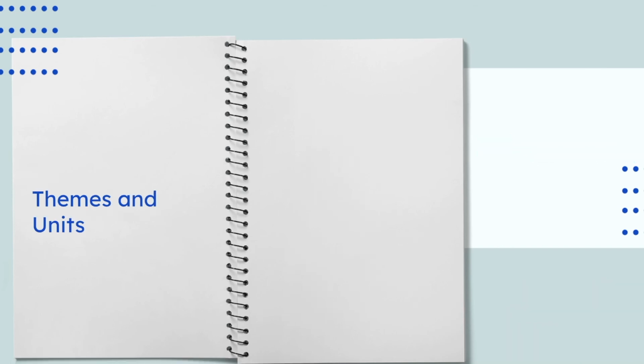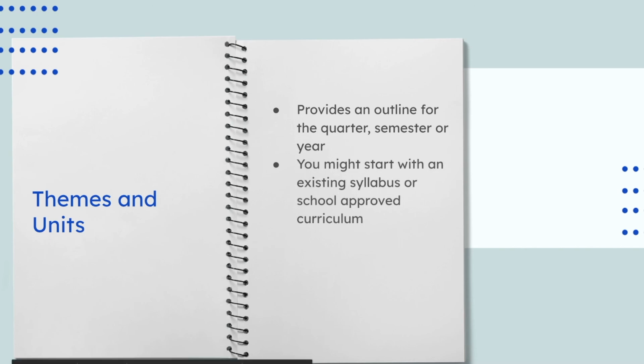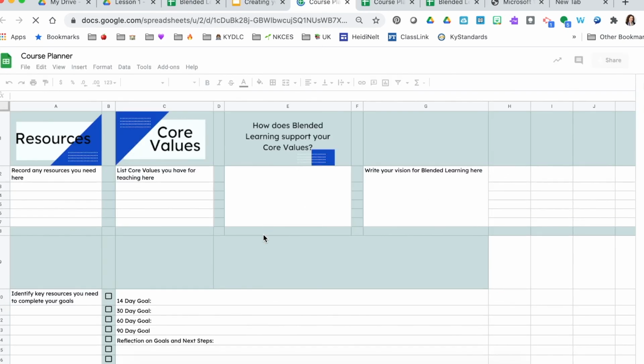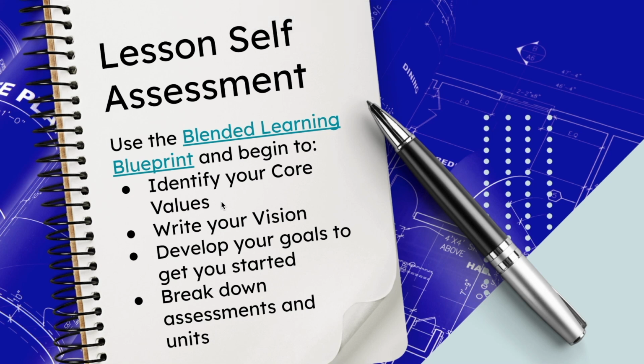The last thing you might want to determine as you develop an entire course on blended learning would be the themes and units that you'll use for the year. These themes and units provide an outline for the quarter, semester, or year. You might start with an existing syllabus or school-approved curriculum and consider the distribution of your priority standards across. Again, you might choose to make use of this course planner to help you plan out the 4 quarters of work. This concludes Lesson 1, Module 1.